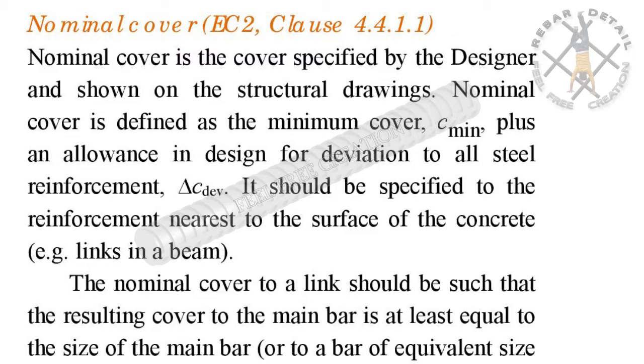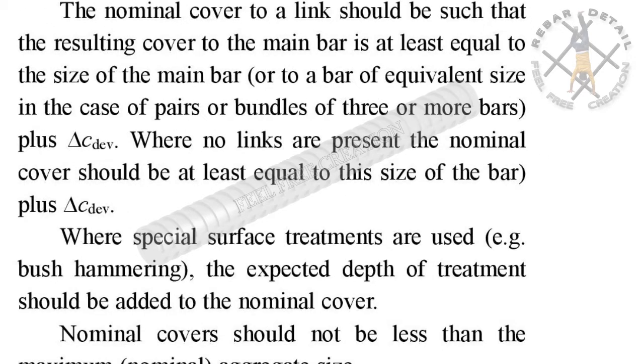It should be specified to the reinforcement nearest to the surface of the concrete, e.g. links in a beam. The nominal cover to a link should be such that the resulting cover to the main bar is at least equal to the size of the main bar, or to a bar of equivalent size in the case of pairs or bundles of 3 or more bars, plus deviation.